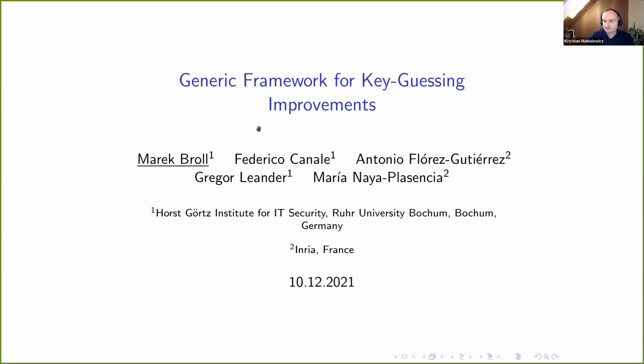Please go ahead. Thank you very much for the introduction. In this paper, we improve the key recovery part of various attacks against SPN ciphers by looking at the S boxes and deriving special key guessing strategies for those S boxes and related functions.